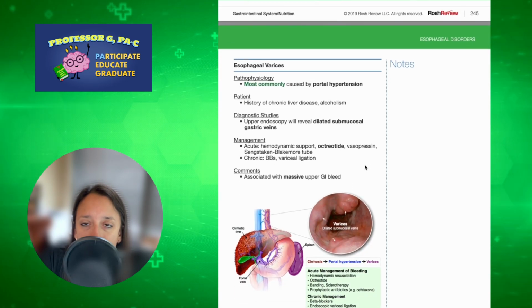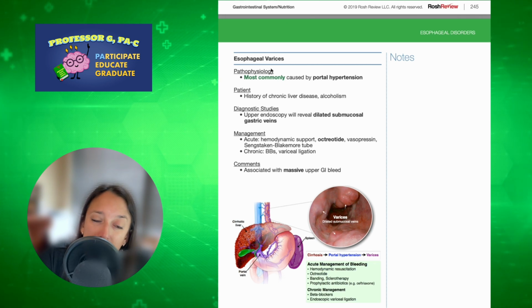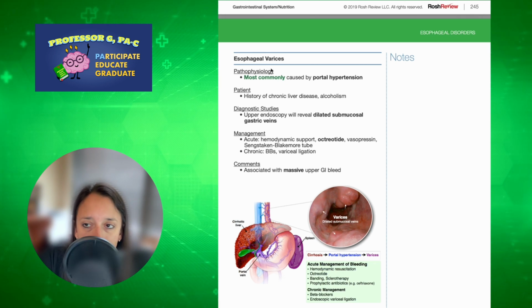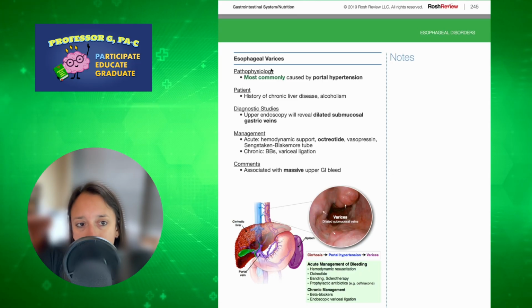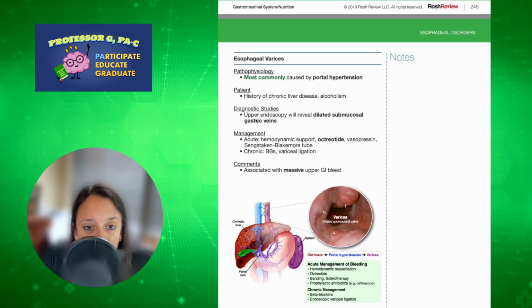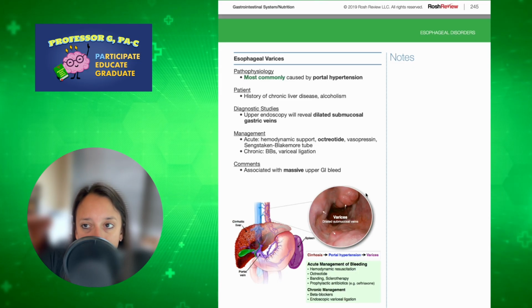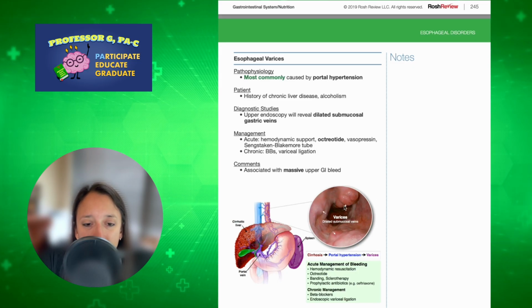Varices. So varices are a big problem, especially in cirrhotic patients. We most commonly see it in the setting of portal hypertension, which is usually caused by cirrhosis of some type, either alcoholic cirrhosis or hepatitis-induced cirrhosis of the liver. So we're looking for that chronic liver disease, alcoholism. A diagnostic study, an upper endoscopy, is going to reveal these. They're basically like varicose veins or hemorrhoids in the vessels surrounding the esophagus, and we'll see them dilated.